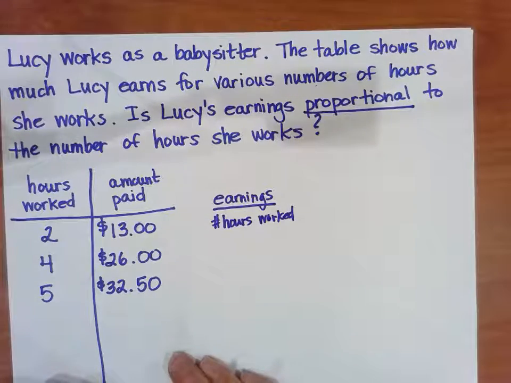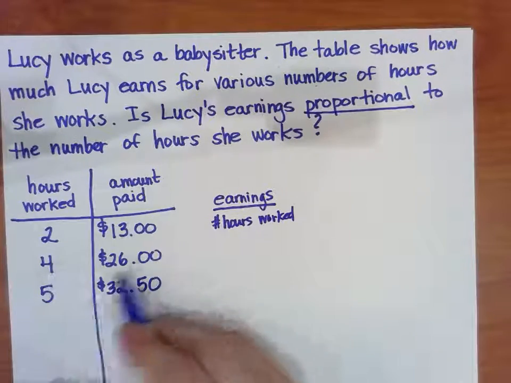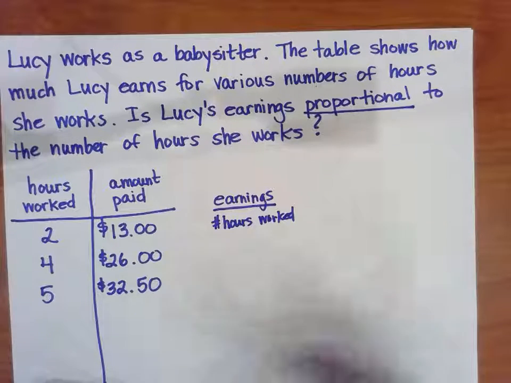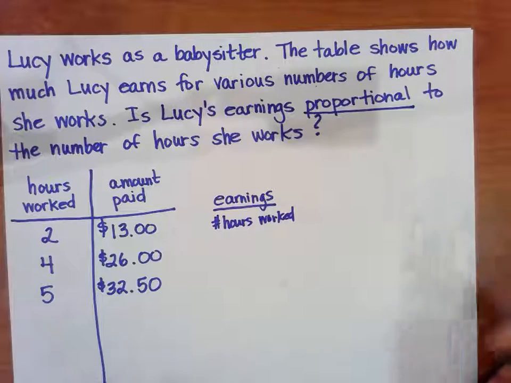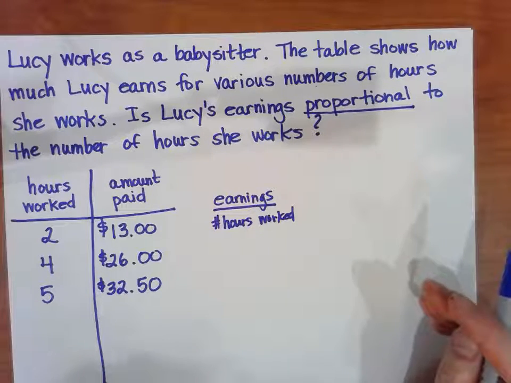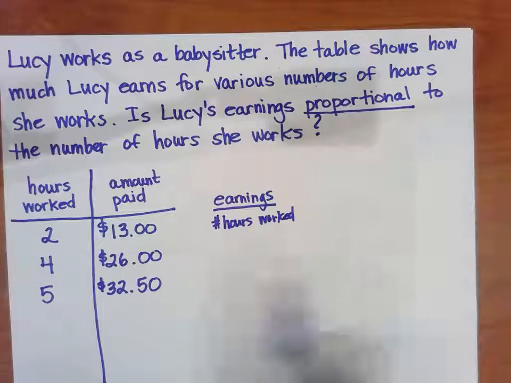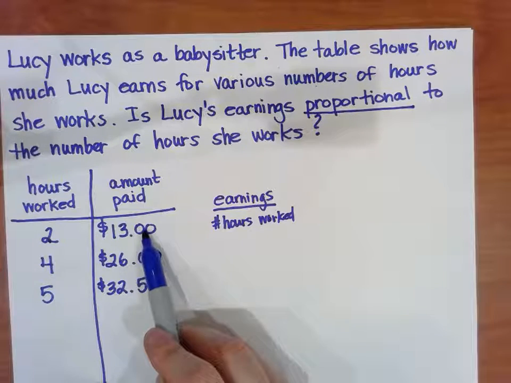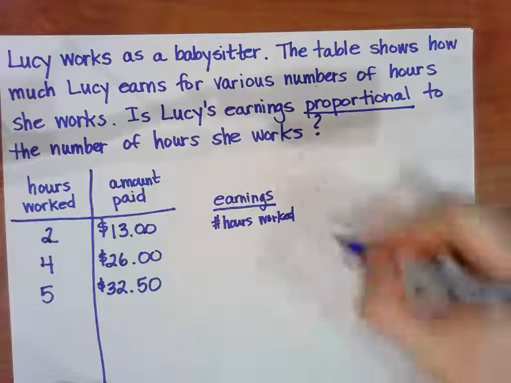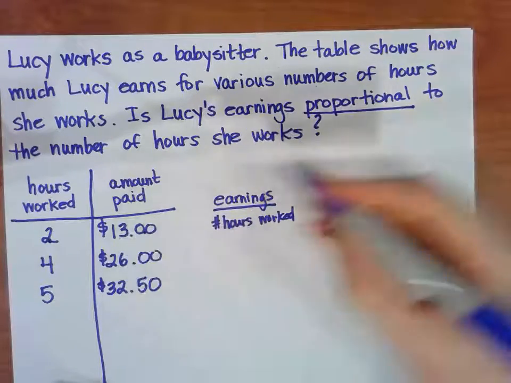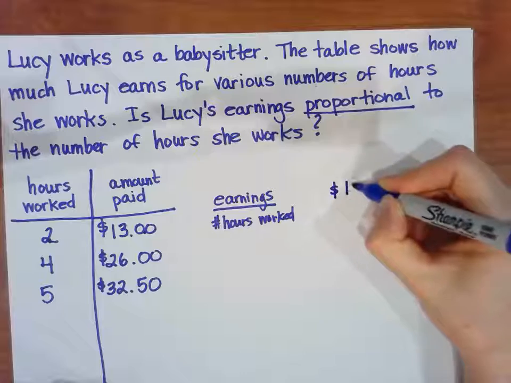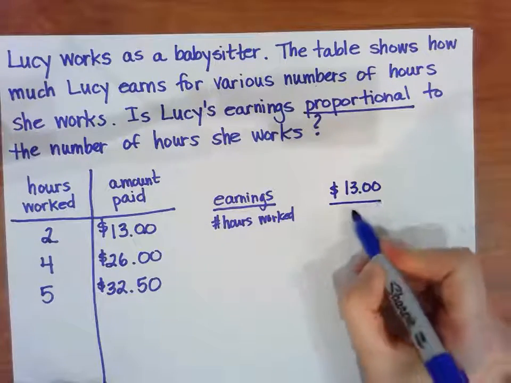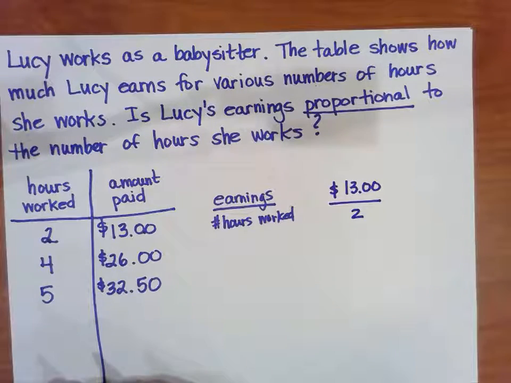Okay. And if we do that for each line of our table, it's proportional if we always get the same ratio. If we always get the same ratio, it's proportional. If we don't always get the same ratio, then it's not proportional. Okay, so let's look at this line of the table where the hours worked is 2 and the amount paid is $13. So in this case, the earnings is $13 and the number of hours worked is 2. So we have that ratio.